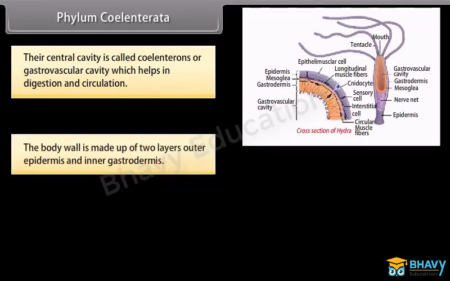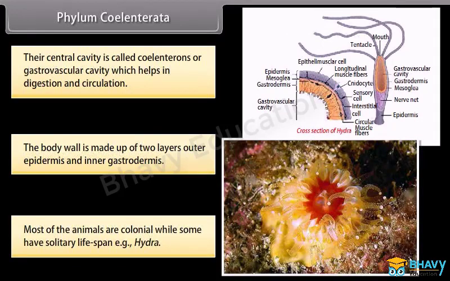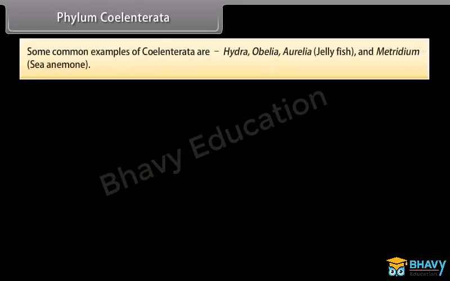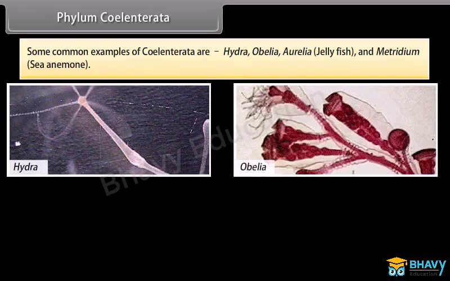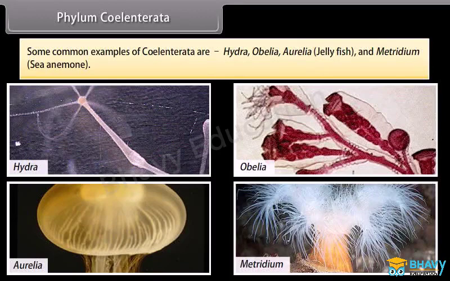The body wall is made up of two layers, outer epidermis and inner gastrodermis. Most of the animals are colonial, while some have a solitary lifespan, that is, Hydra. Some common examples of Coelenterata are Hydra, Obelia, Aurelia, jellyfish, and Metridium, sea anemone.